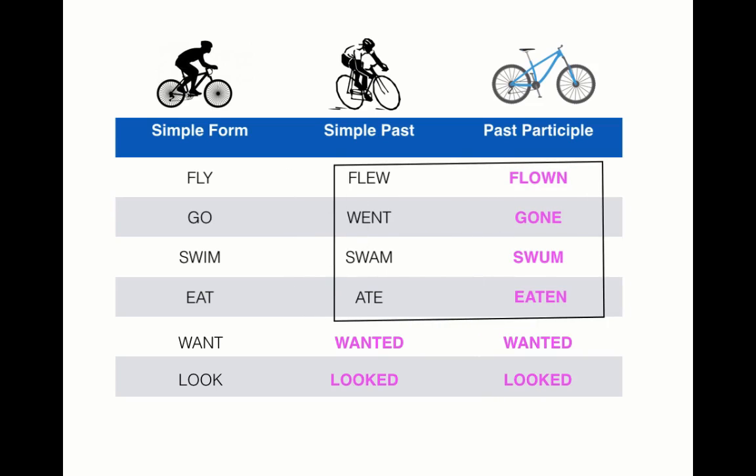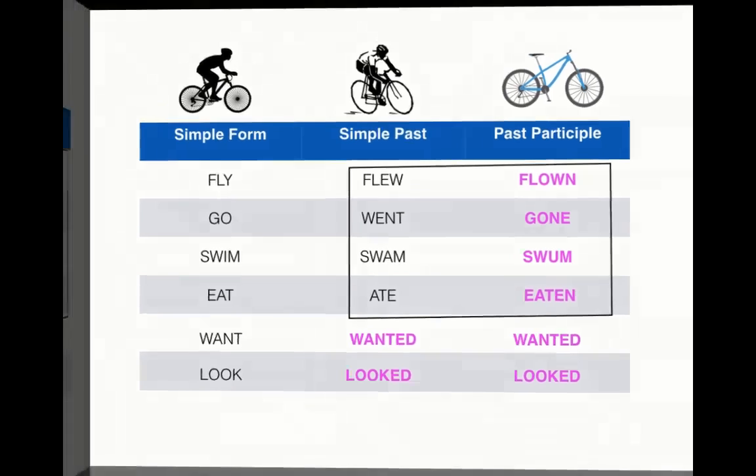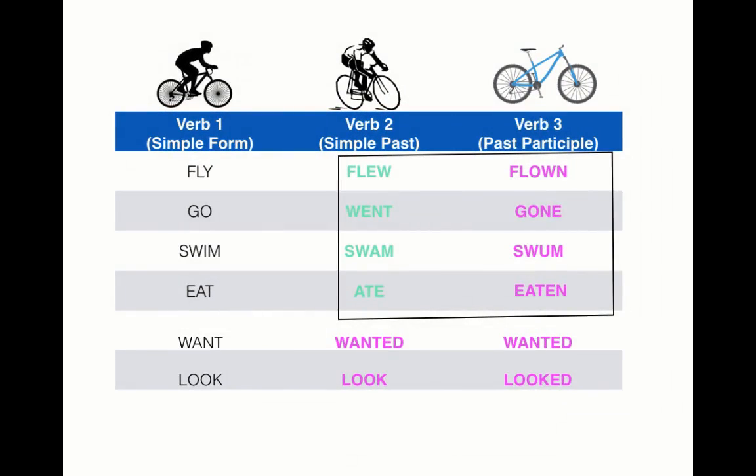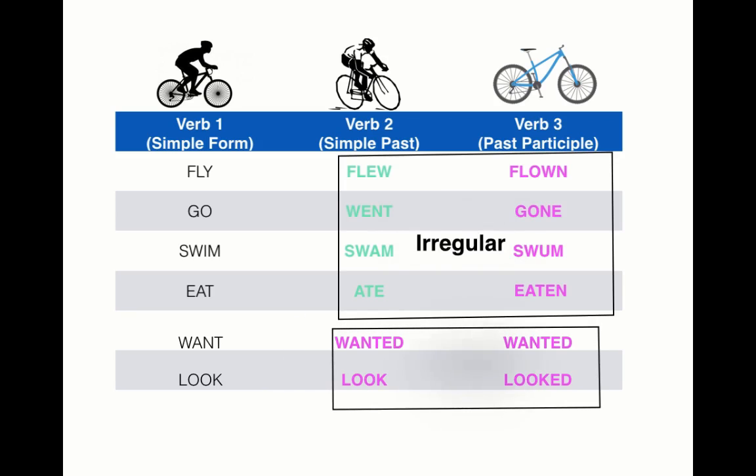This group of verbs represents irregular verbs, and they also have a different simple past and past participle form. Do you see how they're different? These are all irregular verbs, and these ones are regular.